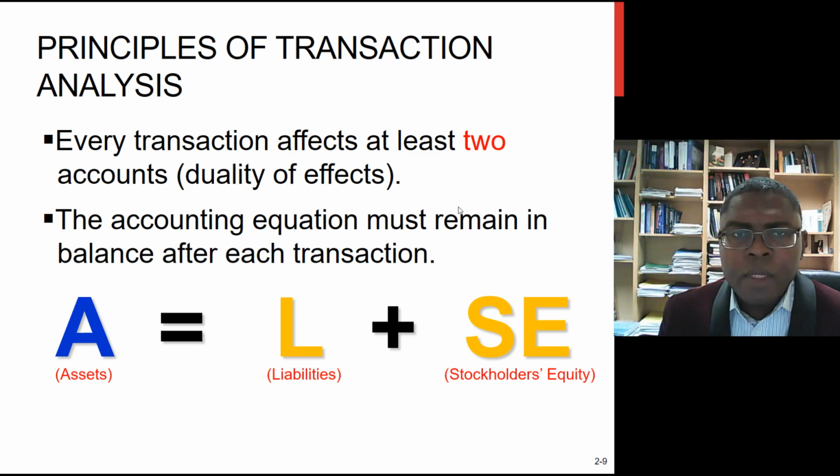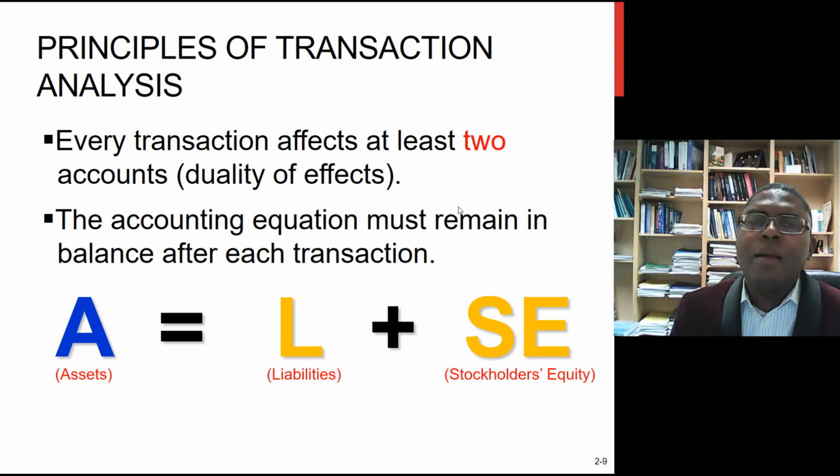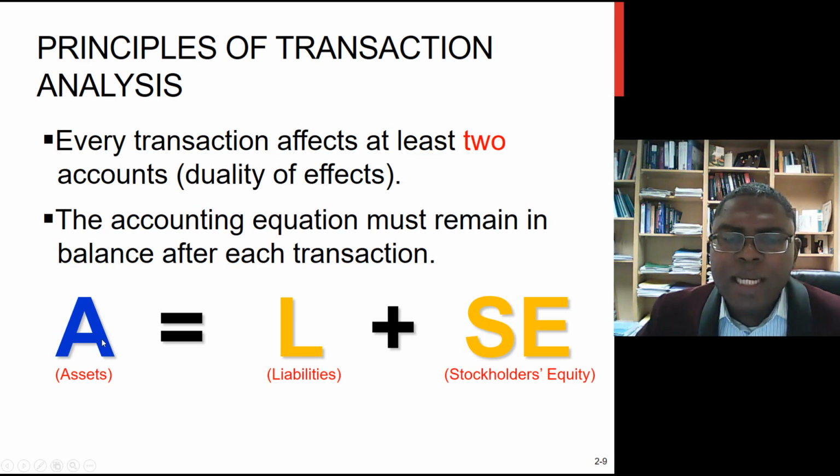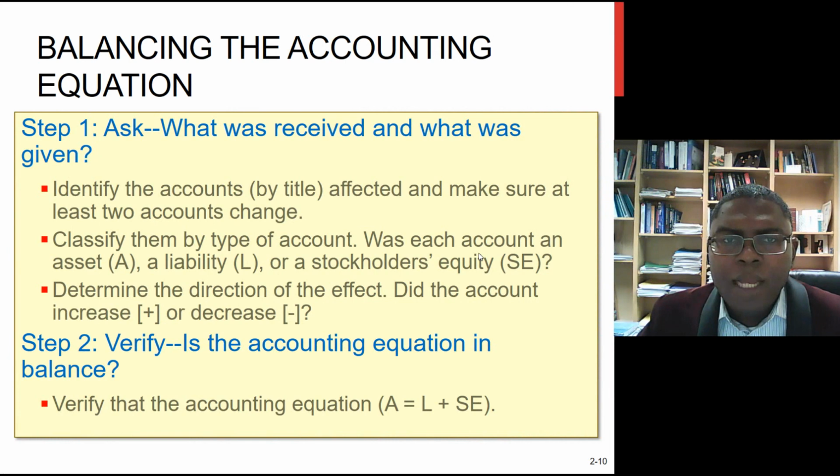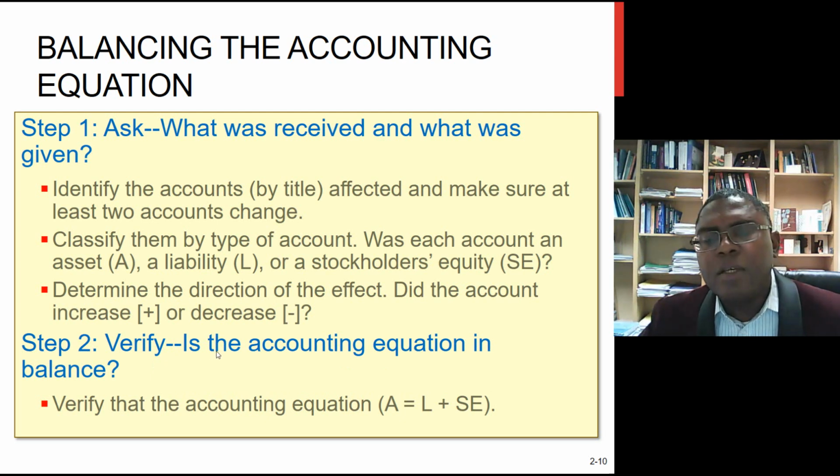The next principle we need to keep in mind is that the accounting equation must remain balanced after each transaction. After each transaction, we need to ensure that assets are equal to liabilities plus stockholders' equity. To balance the accounting equation, we need to ask ourselves what was received and what was given. So we need to identify the accounts and record the changes taking place in each account.